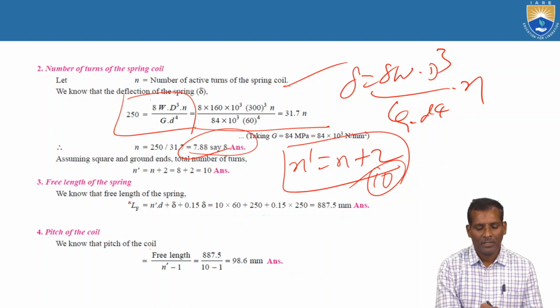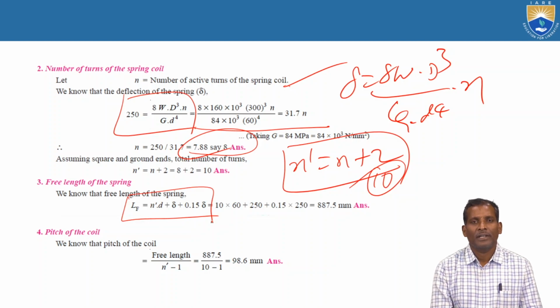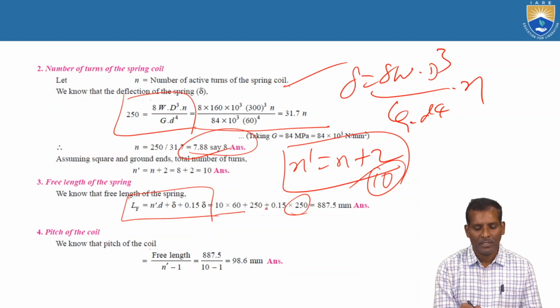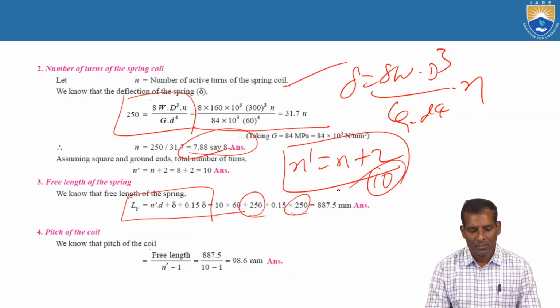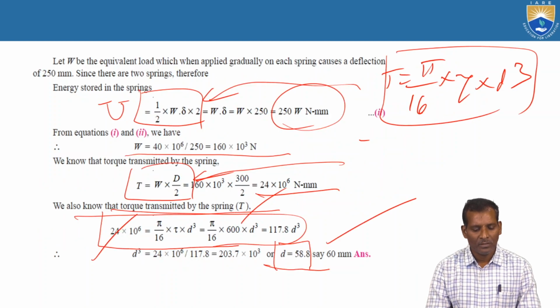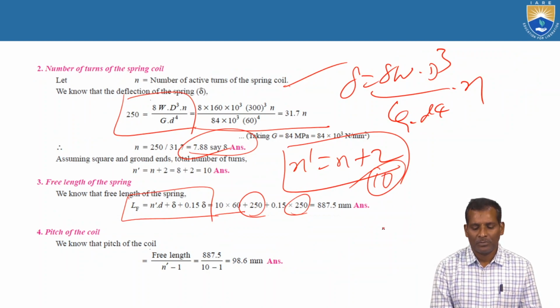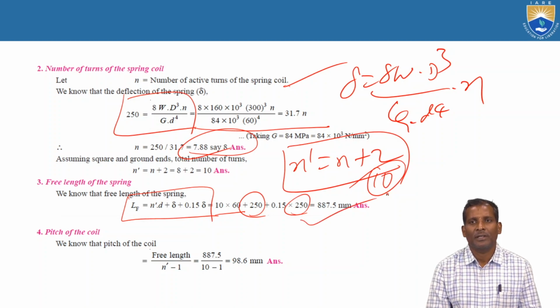So the free length of the spring is n dash d plus delta plus 0.15 delta. Delta max here is 250, the maximum deflection. So 250 multiplied by 0.15, and 10 multiplied by 60, plus 250. Delta is already calculated and given in our problem: delta is 250. Clear? So you will get the free length of the spring as 887.5.